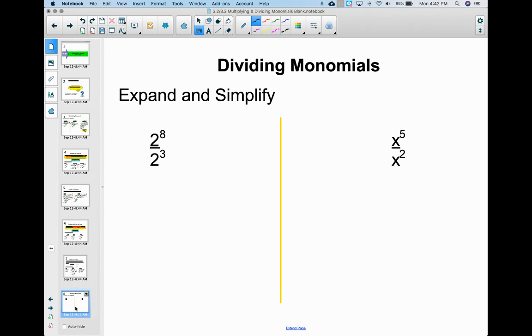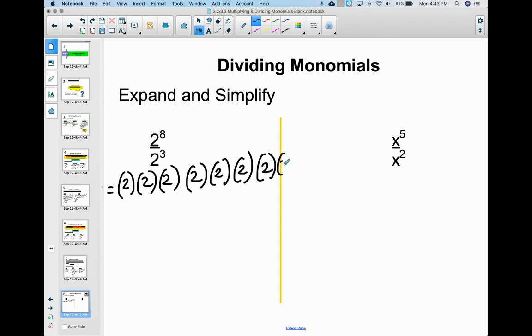Now let's jump into dividing monomials. In this case, we have 2 to the power of 8 divided by 2 to the power of 3. If we expand this, 2 to the power of 8 can be expanded to 2 times 2 times 2 times 2 times 2 times 2, and you get the flow. 2 multiplied by itself 8 times, divided by 2 multiplied by itself 3 times.